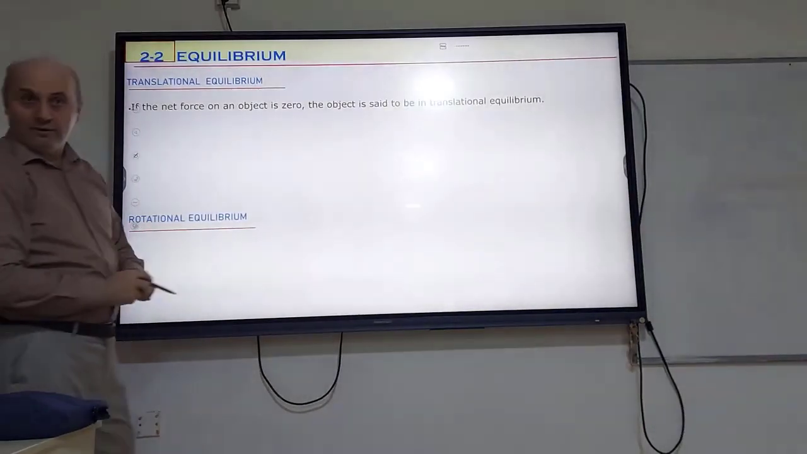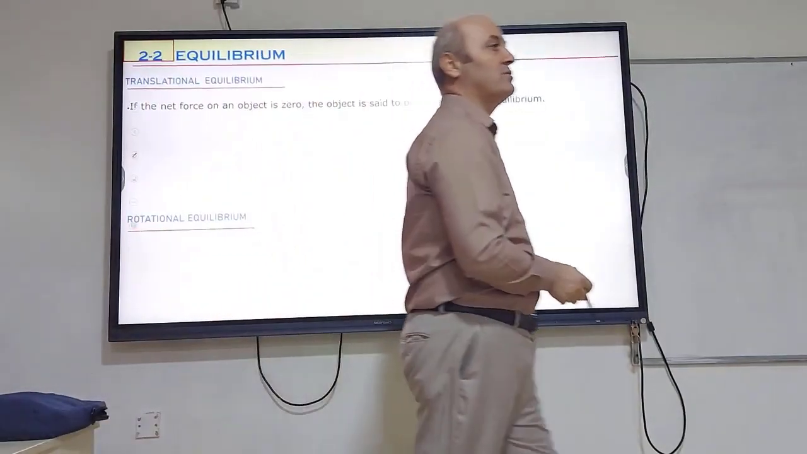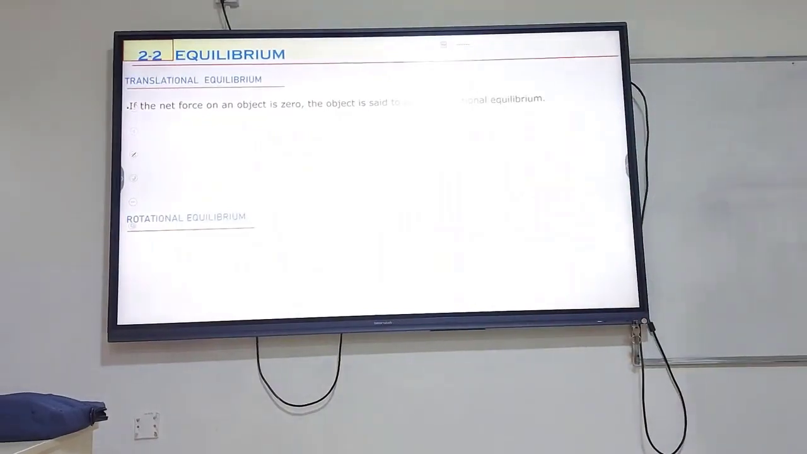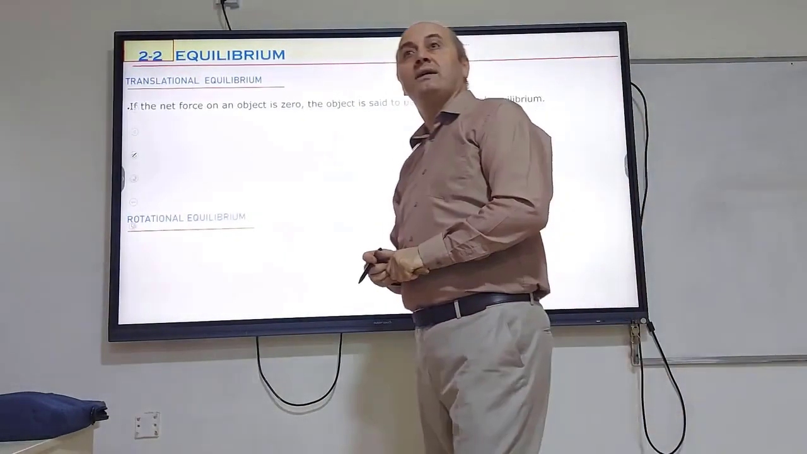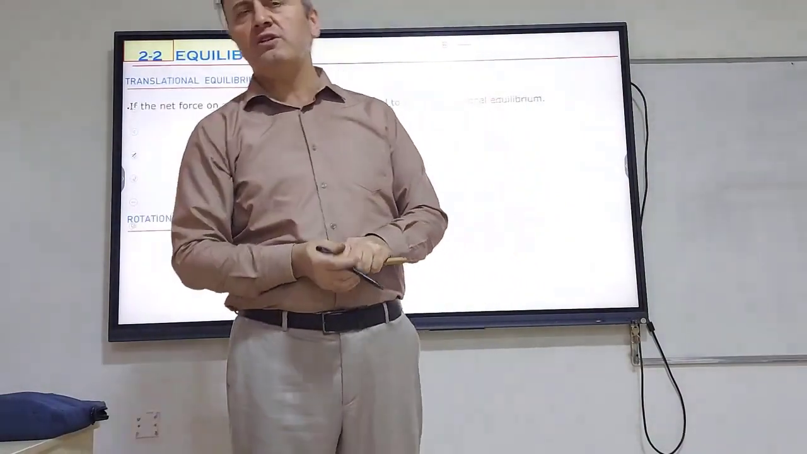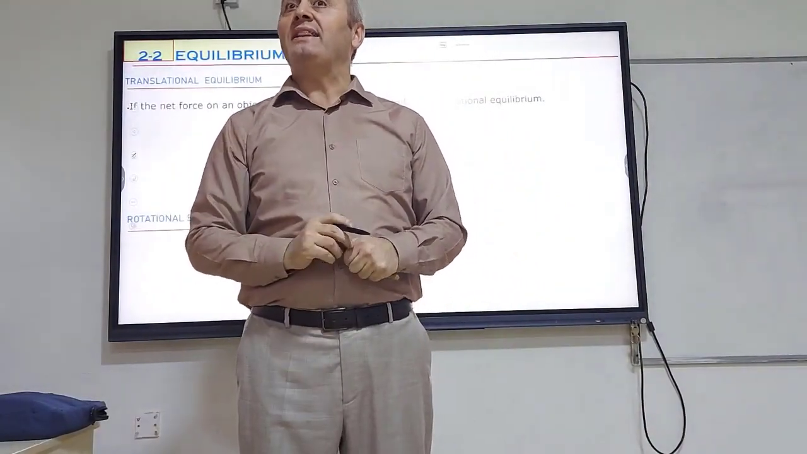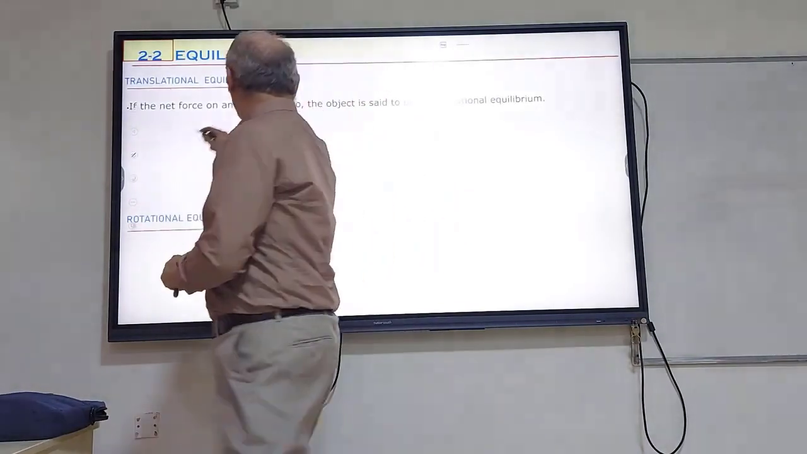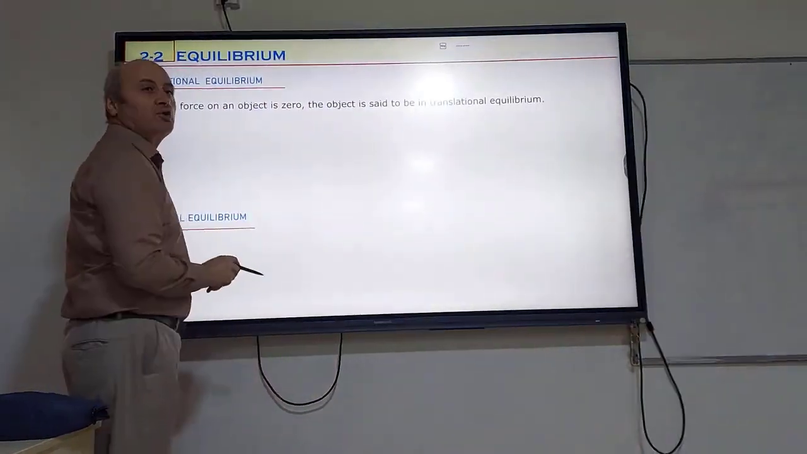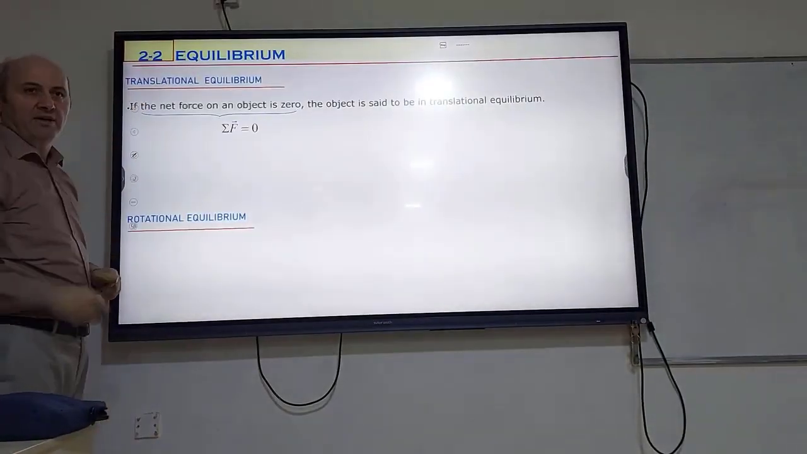And equilibrium problems in chapter 2. There are two equilibriums, you remember. One of them was translational equilibrium, the other one was rotational equilibrium. In translational equilibrium, we are looking for the net force to be zero. If the net force acting on an object is zero, the object is said to be in translational equilibrium. This is how we represent it.